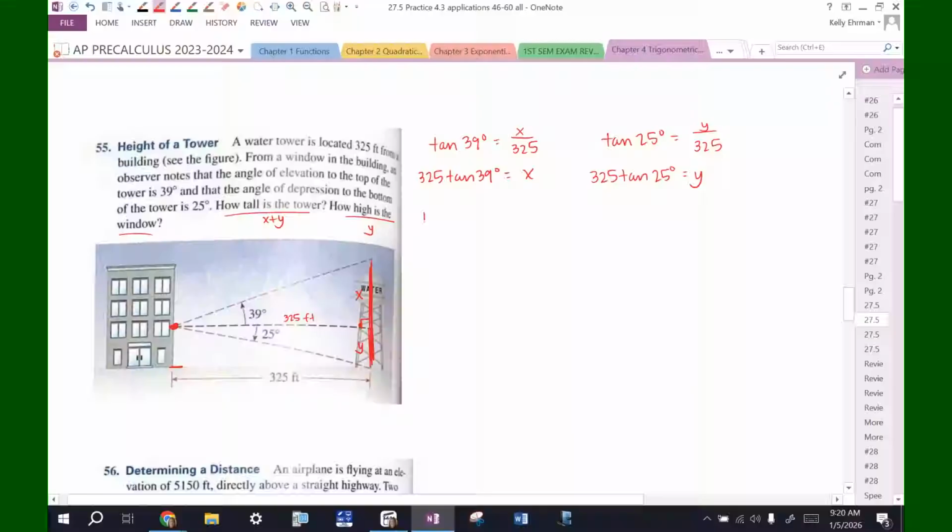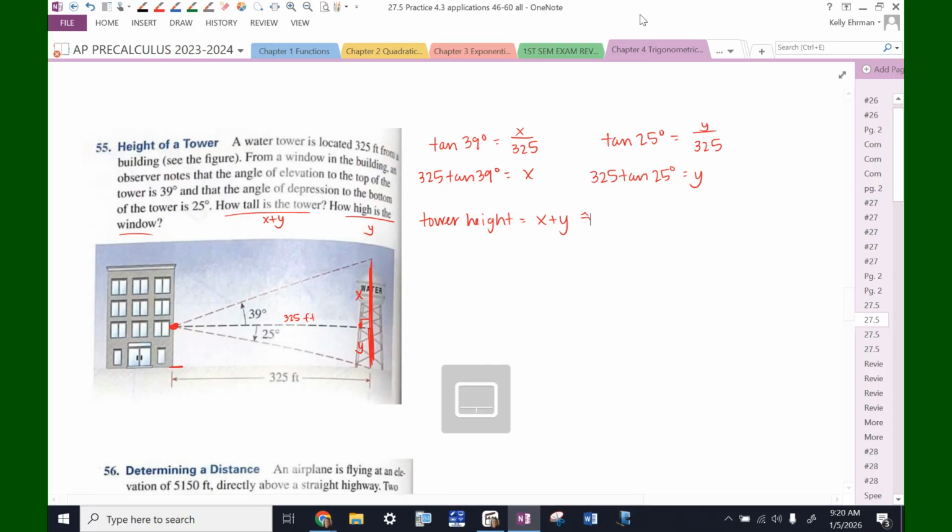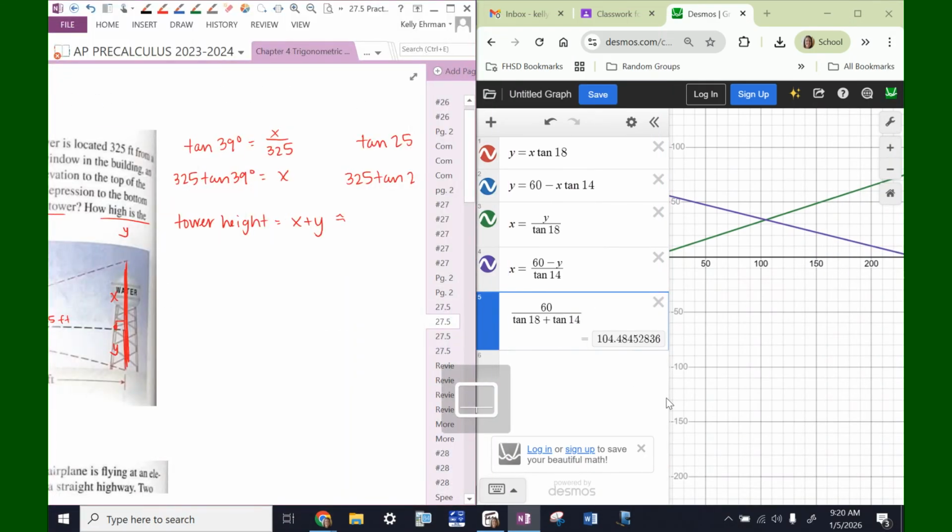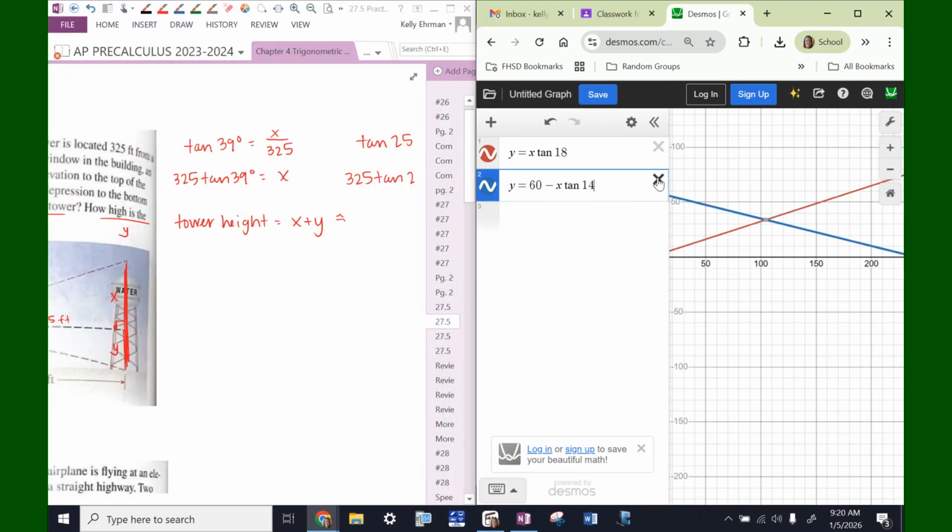How tall is the tower? So tower height equals X plus Y. And I can just write that. I've defined X and Y. And that is approximately what? Let's just type the whole thing in and see what it comes out to. So get all these out of here.